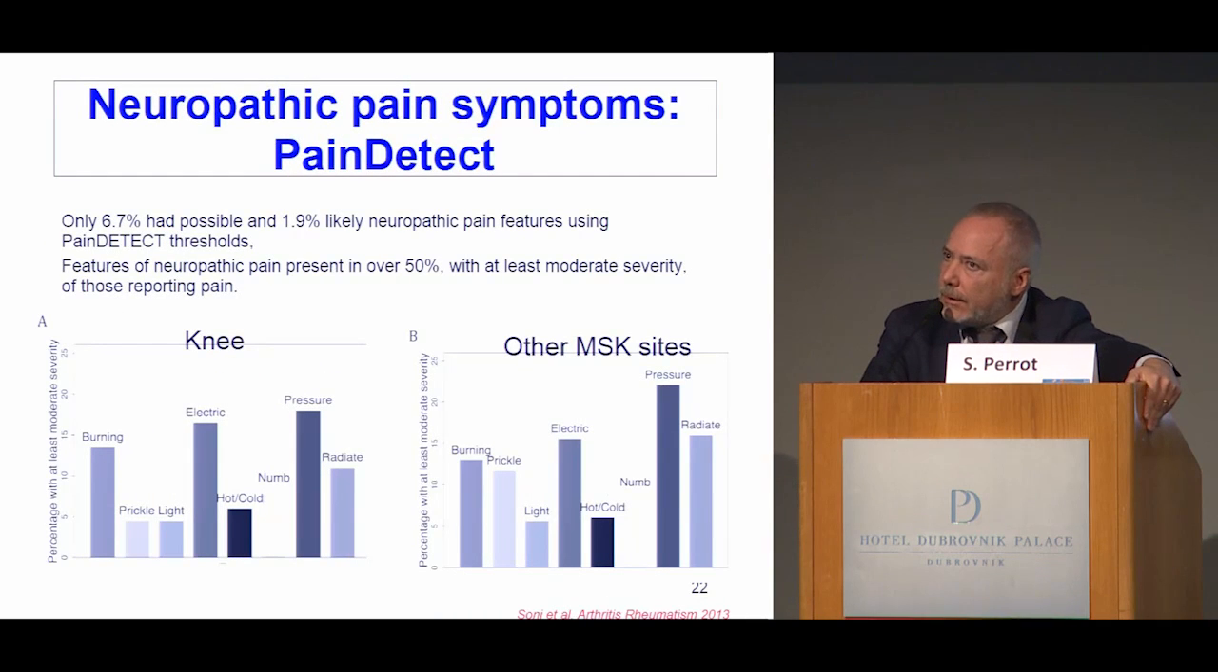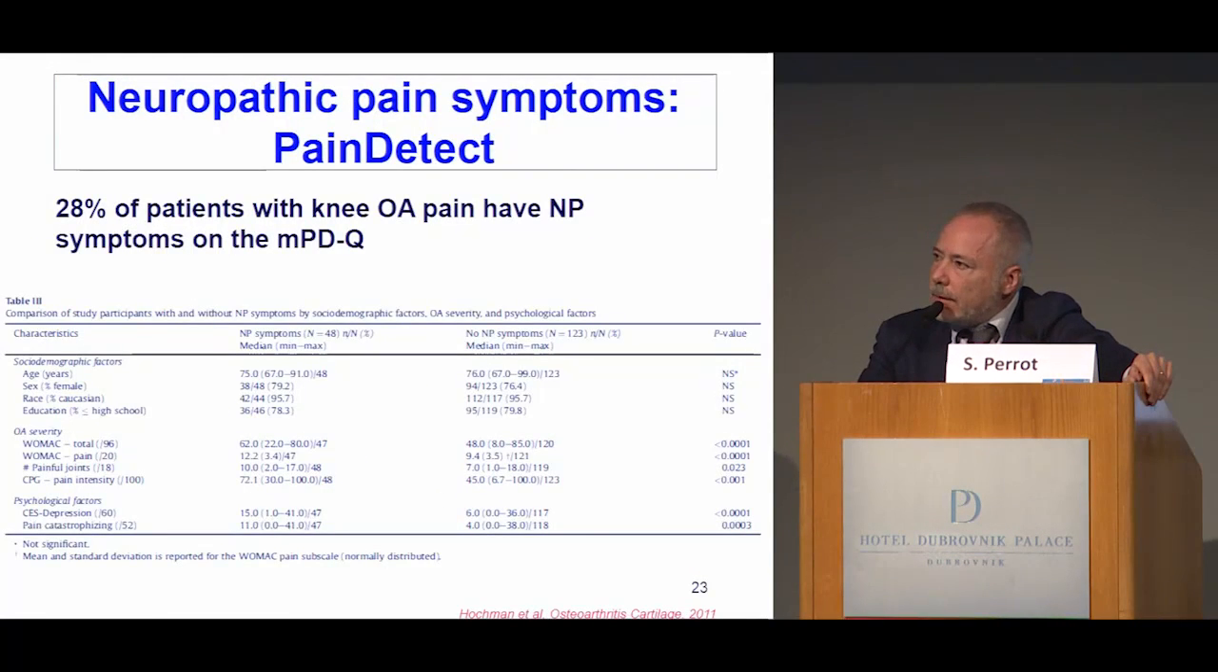Looking at those symptoms, lots of studies have looked at neuropathic symptoms in osteoarthritis, with lots of studies demonstrating that burning sensation and electric shock are present in these patients, with about 6 to 9% of patients reaching the level of neuropathic pain score. Here is another study demonstrating that up to 28% of the patients with knee pain have neuropathic pain symptoms.